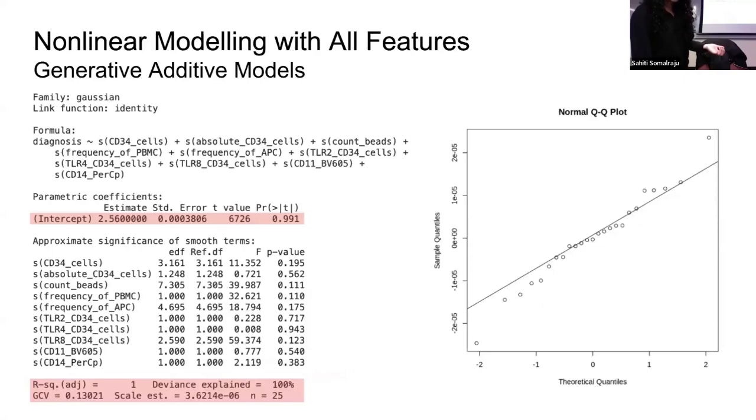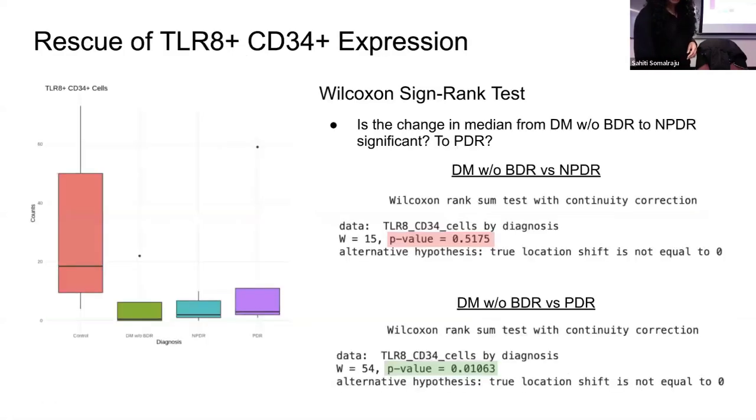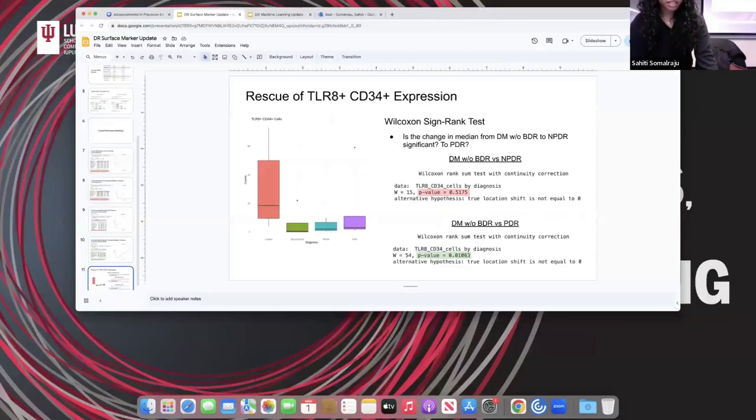We did nonlinear modeling with all of the features, again, not great. But then we did nonlinear modeling with just the receptor and marker features, and we were able to see that some of the features were significant. When I say features, I mean these are the surface marker proteins. So these two features were what were used in the machine learning model. Yeah, we can skip over that.